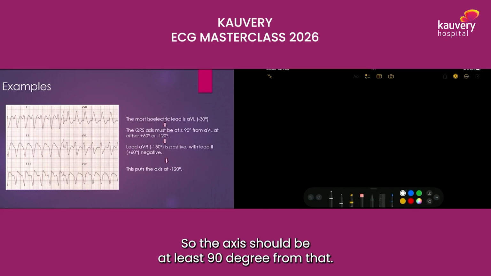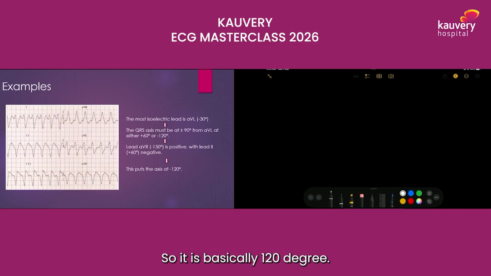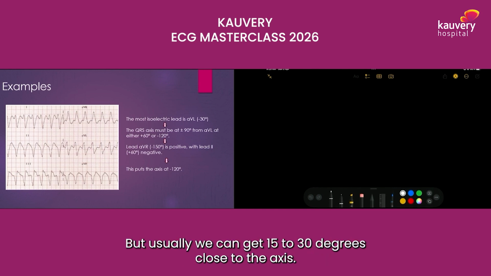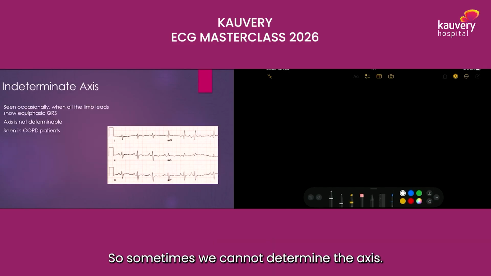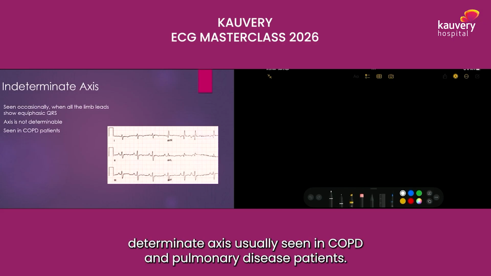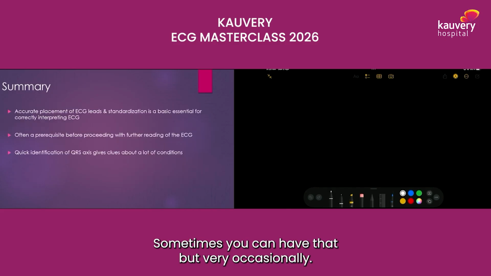So the axis should be at least 90 degree from that. So it is basically minus 120 degree. It's in the northwest axis. There can be some deviation, but usually we can get within 15 to 30 degrees of the axis. Sometimes we cannot determine the axis. Here you see all the leads are equiphasic, so we cannot tell what the axis is. It's called indeterminate axis, usually seen in COPD and pulmonary disease patients. Sometimes you can have that, but very occasionally.